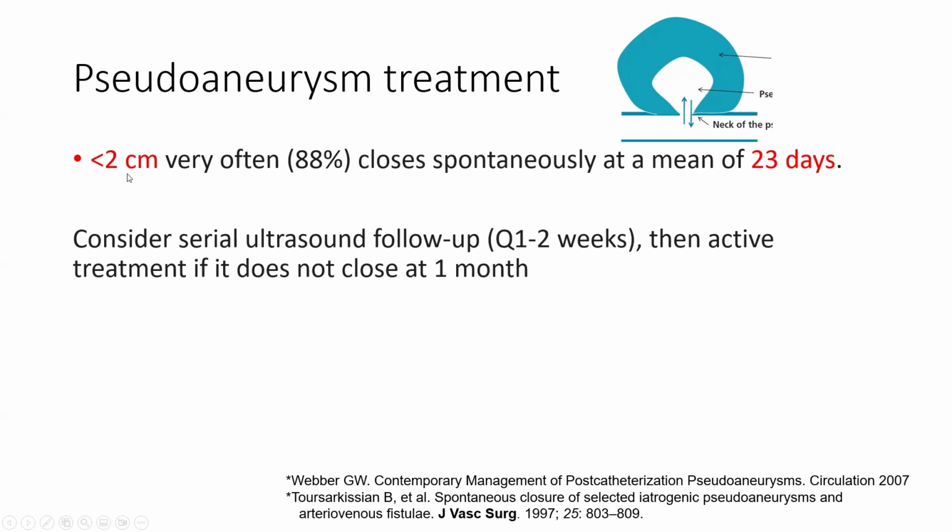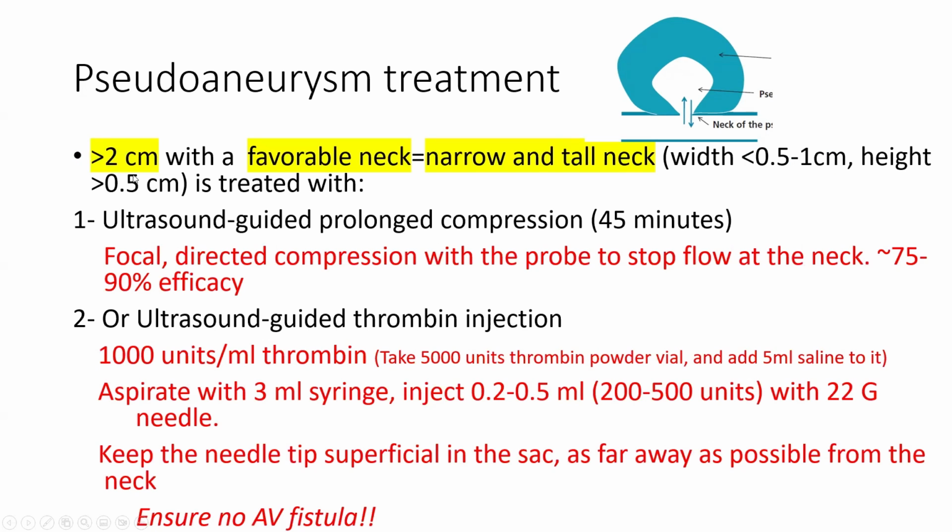So what you can do in those cases, you may just watch them. You can do serial ultrasound follow-up every 1 to 2 weeks. Then if they grow in the interim, or if they persist at 1 month, you need to treat them. And how do you treat them? If it is more than 2 centimeters, with a favorable neck, then we have those two options.